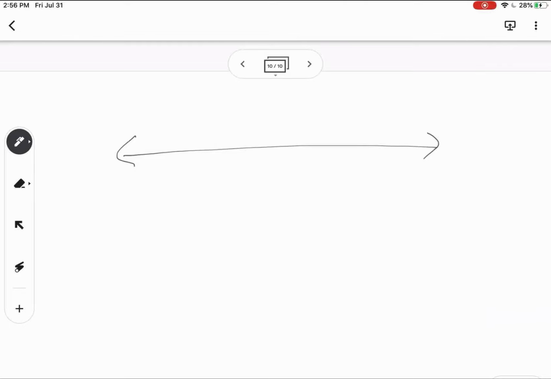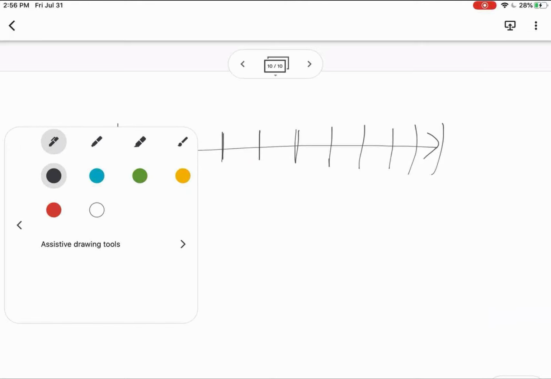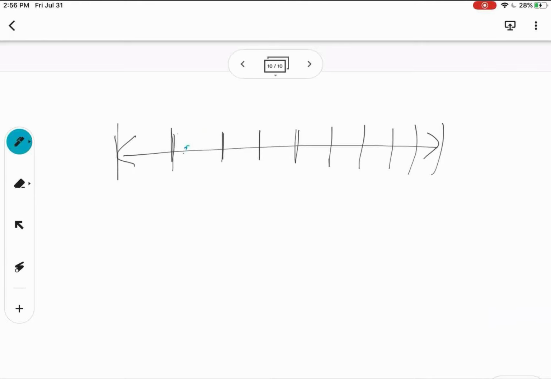So I'm just going to draw 9 parts. And we know that 2 numbers must be in the same part. And if you have 2 numbers like a and b, then that means that b minus a is greater than 0 and less than 1 over 9.